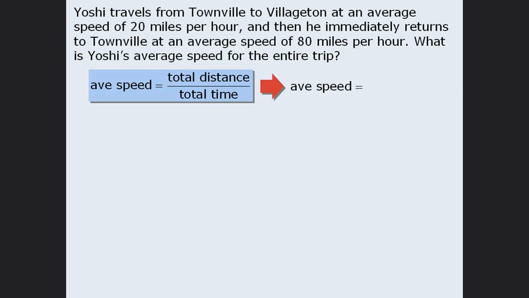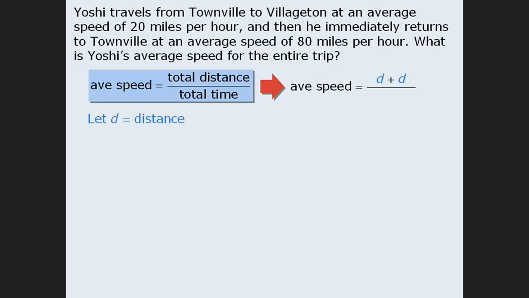Now, the question does not tell us the distance between the 2 towns, and we are not given any information about travel times. So it seems that there is no way to determine the required distance here. Given this, let's let D represent the distance between the 2 towns. This means the total distance traveled will equal D, the distance from Townville to Villageton, plus another D to represent the distance traveled on the return trip.